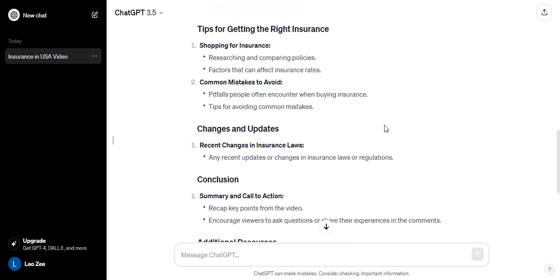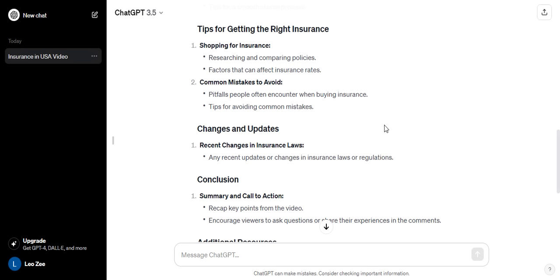Shopping for insurance: searching and comparing policies. Factors that can affect insurance rates. Common mistakes to avoid: pitfalls people often encounter when buying insurance. Tips for avoiding common mistakes.